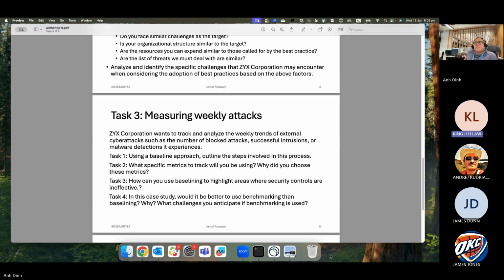So you mentioned something interesting about cost. You say that it's cost efficient, right? Can you elaborate on that? So you seem to imply that baselining is cheaper than benchmarking. Why is that? Why is that so?